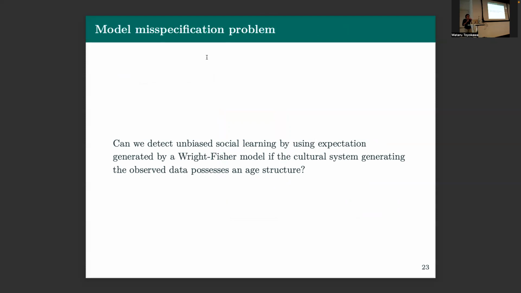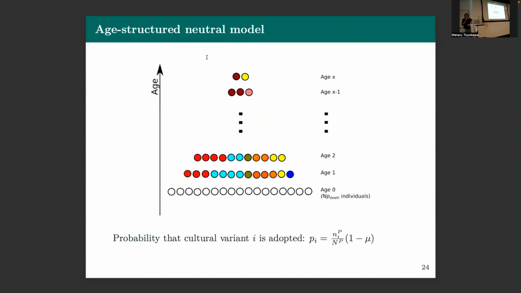Now the question we formulated again: can we detect unbiased social learning by using expectations generated by the Wright-Fisher model I just showed you, if the cultural system generating the observed data possesses an age structure? So our next task is to build a model of age-structured unbiased transmission, and that's a sketch of such a model. We simply assume that in each time step our individuals age and they can die with a specific death probability, which generates nicely pyramid-shaped age structures. To keep population size constant, we assume that at each time step, on average, N times p-death individuals enter this population. Those individuals are very naive, and they adopt the cultural trait from a role model, which is randomly chosen from a specific copy pool.